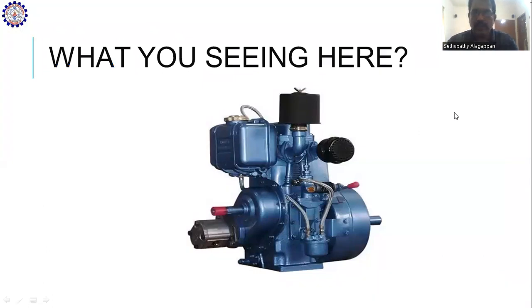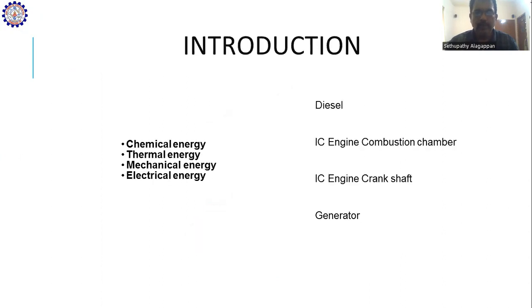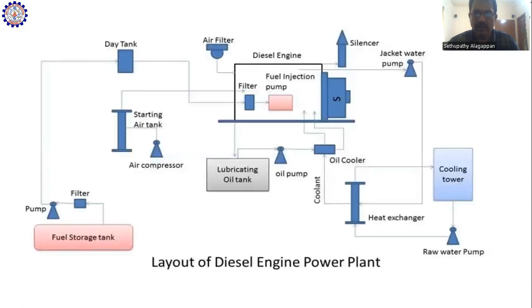So what you are seeing here is a diesel engine. Introduction: the energy in thermal power plants is converted into chemical energy, thermal energy, mechanical energy, and electrical energy. And the components used are diesel fuel, the IC engine combustion chamber, the IC engine crankshaft, and generators.